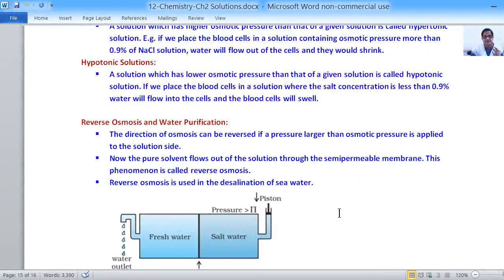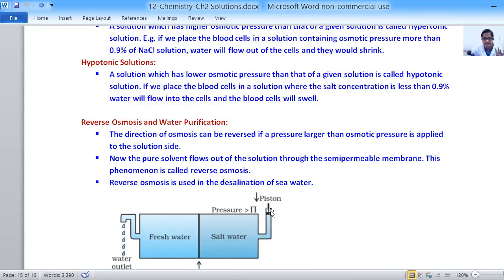What happens when we apply a pressure higher than the osmotic pressure on the solution side? The pure solvent flows out of the solution through the semi-permeable membrane, and this phenomenon is known as reverse osmosis. Reverse osmosis is used in the desalination of seawater. Now I'll explain this. Seawater means saline water or salt water.